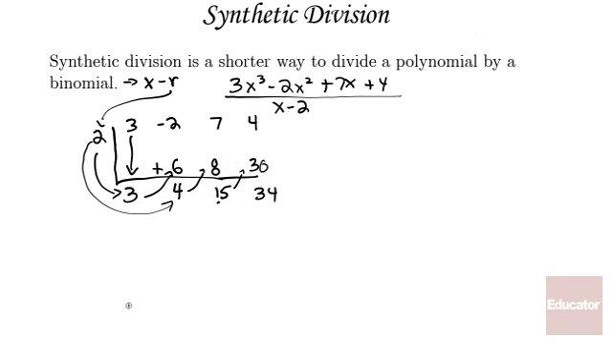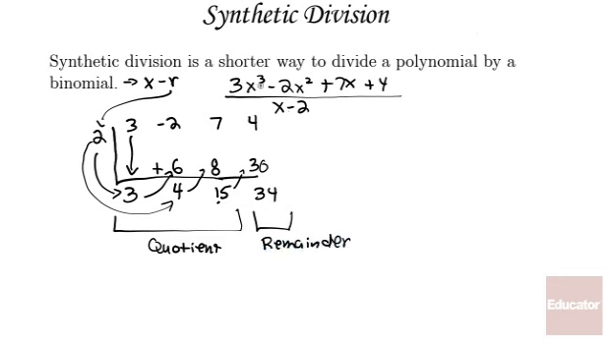Now, what do these numbers represent? Well, they represent the quotient and the remainder. And to write them out, what you're going to do is look at the dividend. And the quotient is going to be a degree 1 less than the degree of the dividend. So the degree of the dividend was 3, so the degree of the quotient is going to be 2. So I'm going to write this out as 3x squared plus 4x plus 15 with the remainder of 34.